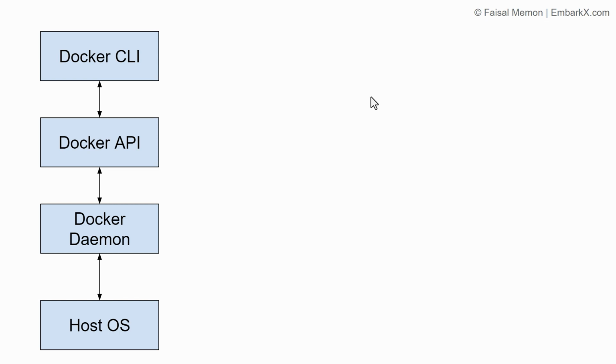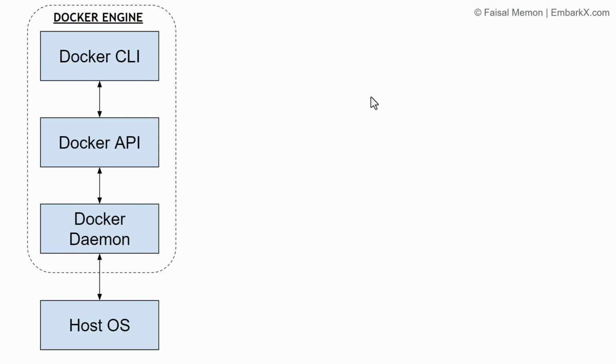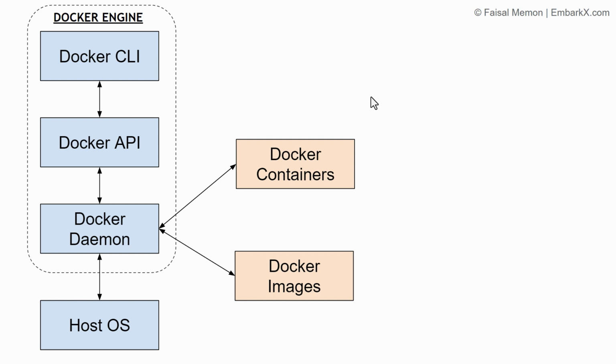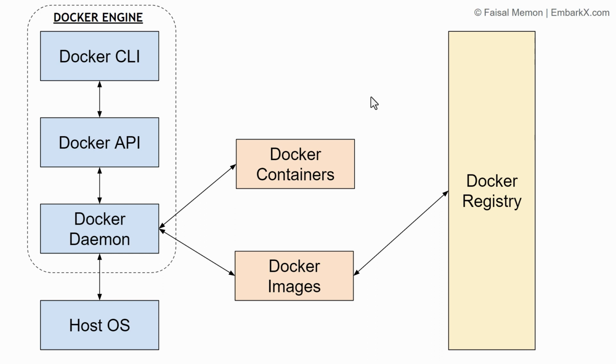Then you have these components from Docker, which are the Docker daemon, Docker API, and Docker CLI. Together, they form the Docker engine. Now, the Docker engine interacts with Docker containers and Docker images with the help of the daemon, which in turn interacts with the Docker registry.